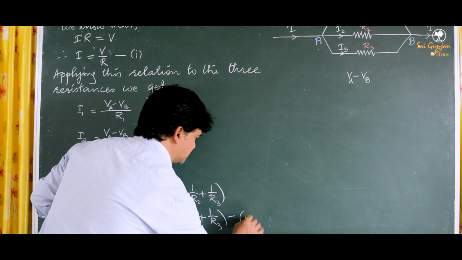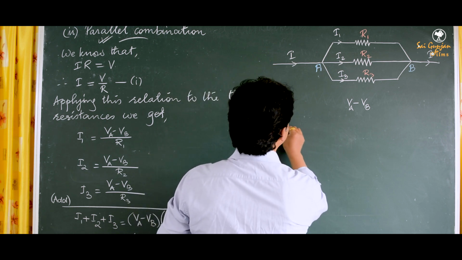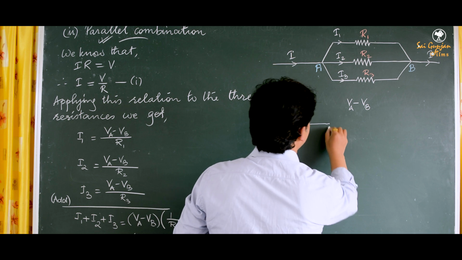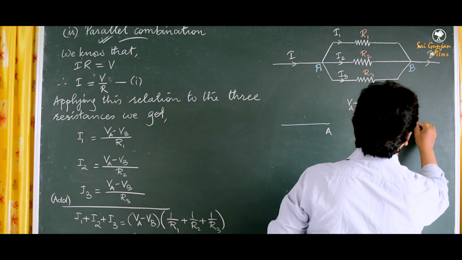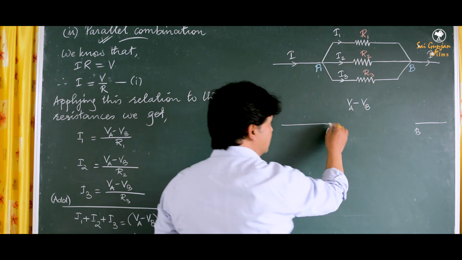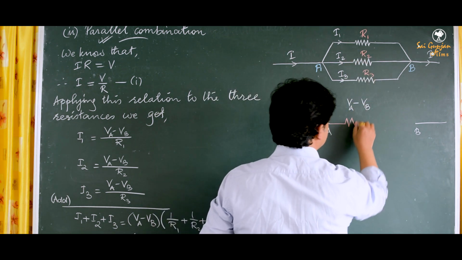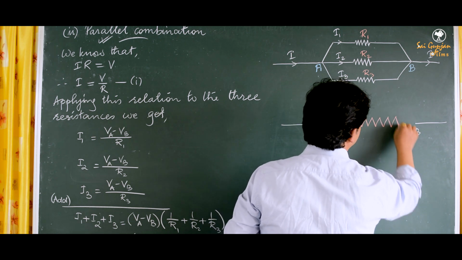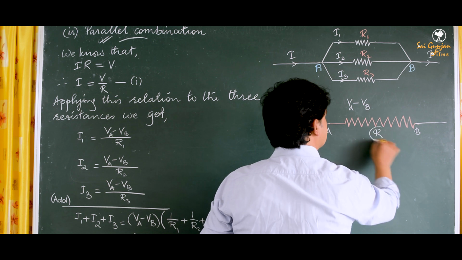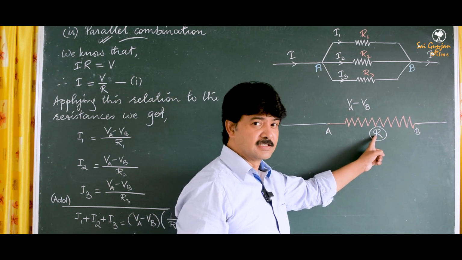Let this be equation number 2. Now in between the points A and B, instead of the 3 resistances, suppose you have a single resistance whose value is R, then this R will be called the equivalent resistance, isn't it?